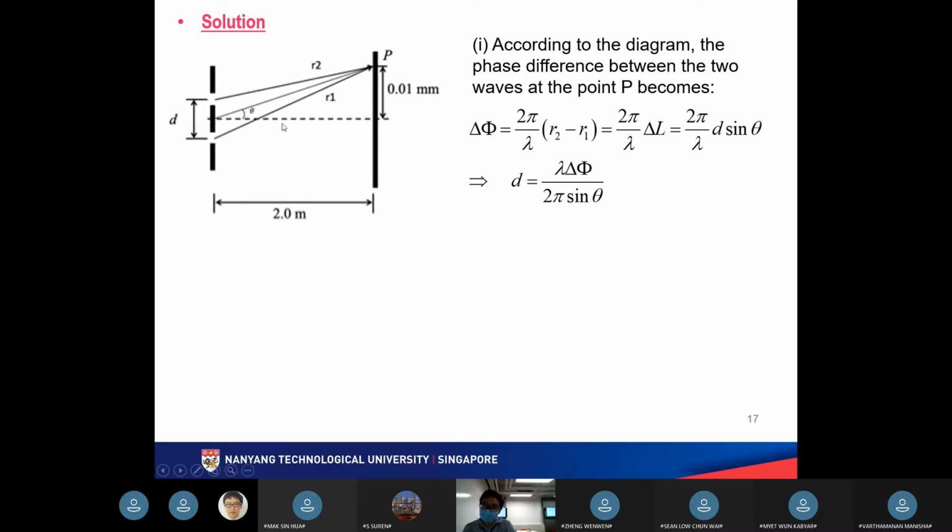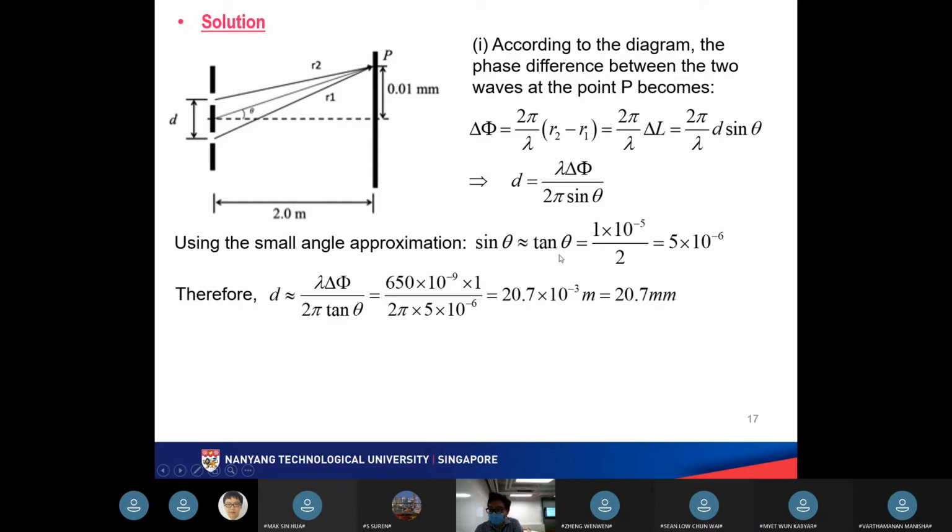Sine theta has to be calculated from this configuration. Look at this right angle. P here is 0.01 millimeter, and this is 2 meter, so theta is small. So my sine theta is approximately equal to tangent theta, and I just replace sine theta by tangent theta. Then I can get D, which is about 20.7 millimeter.